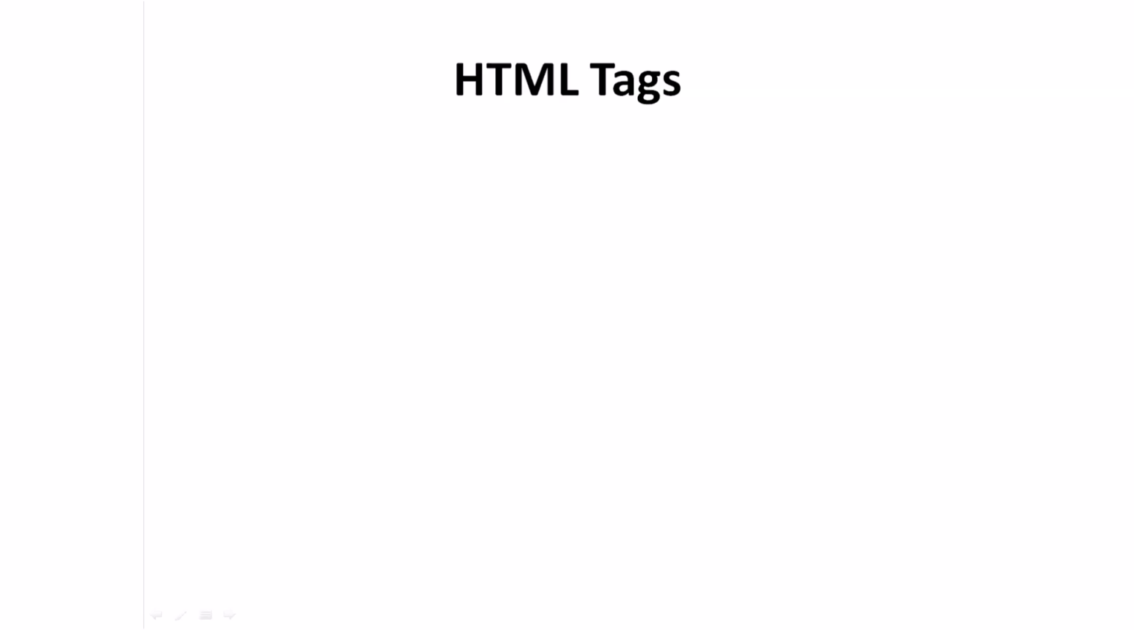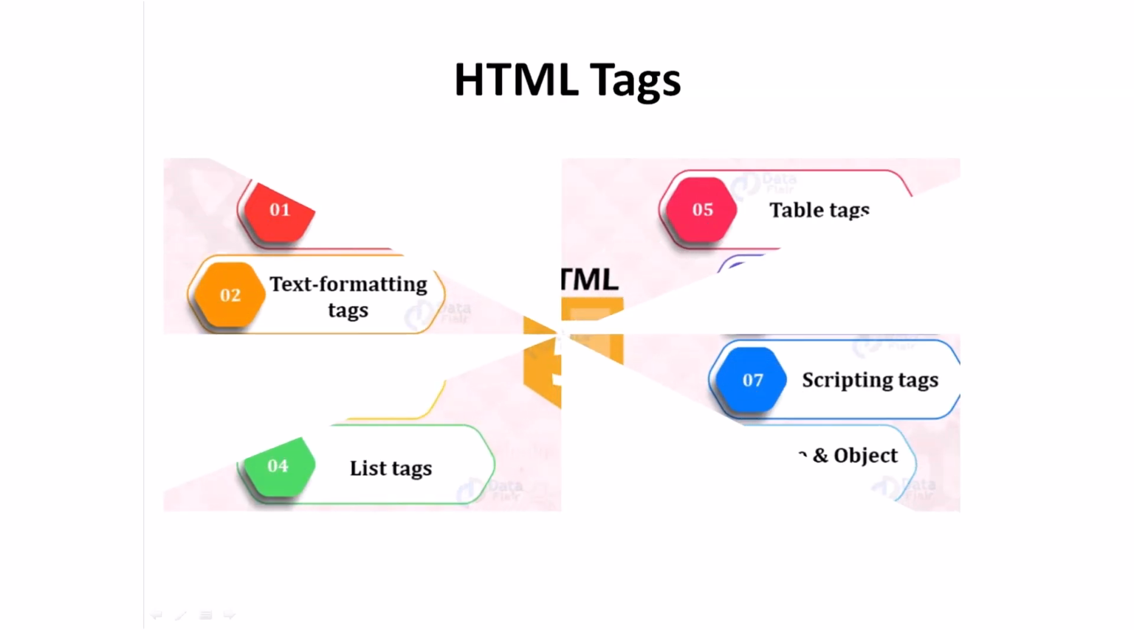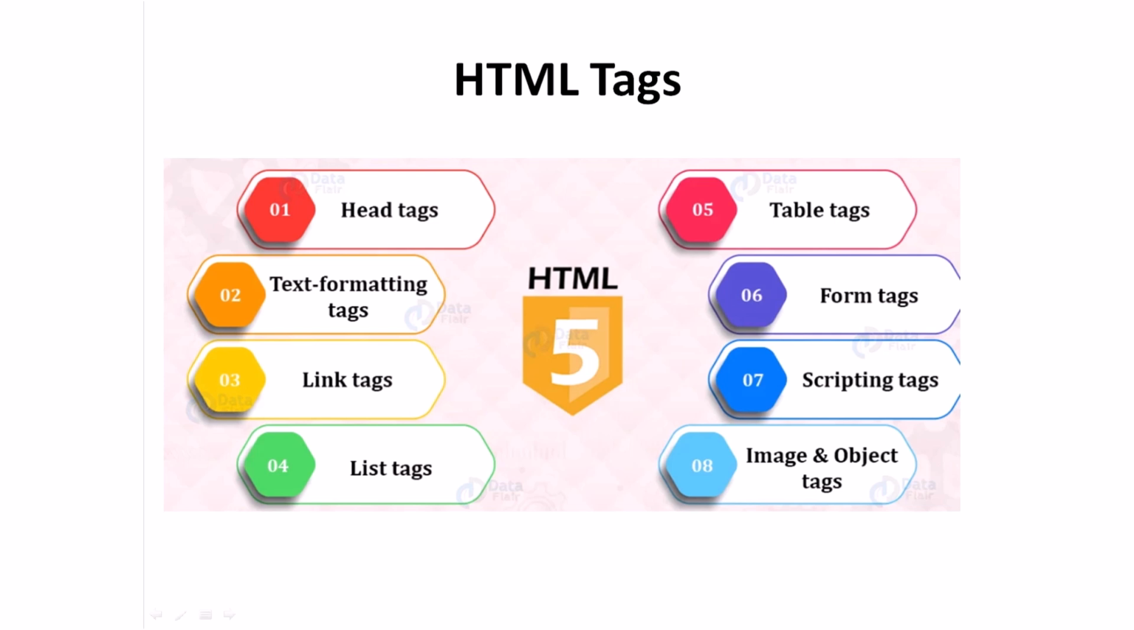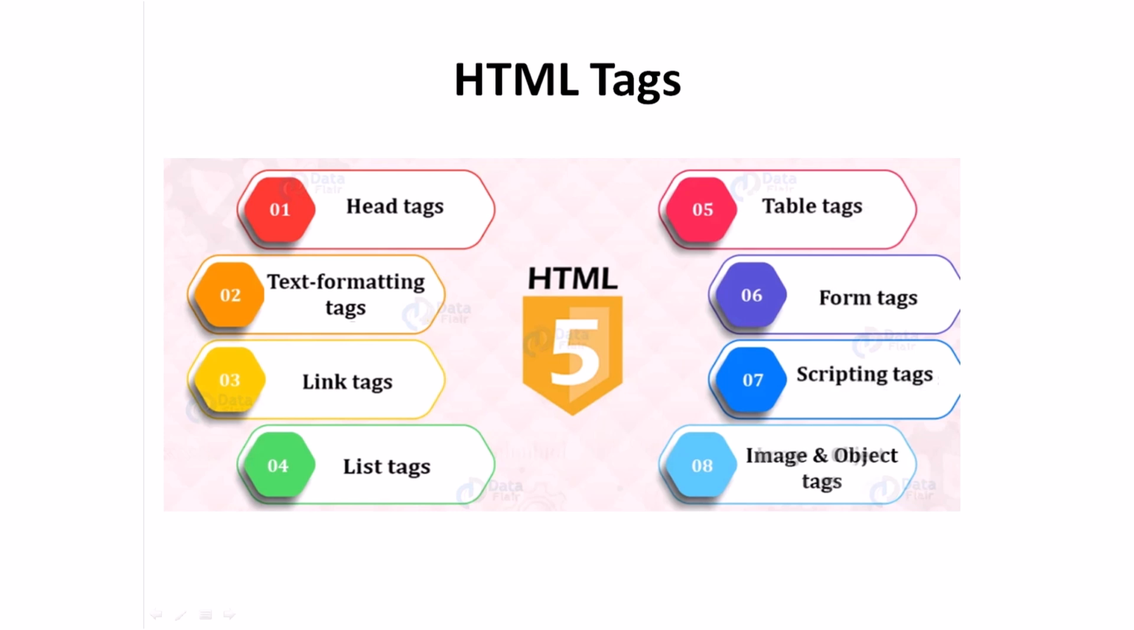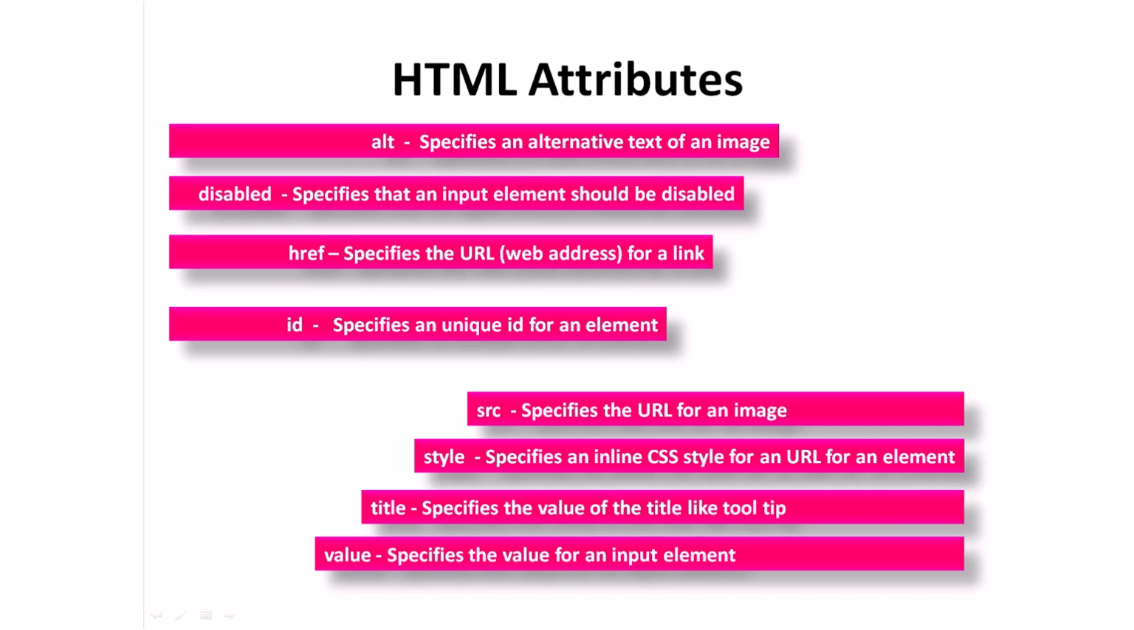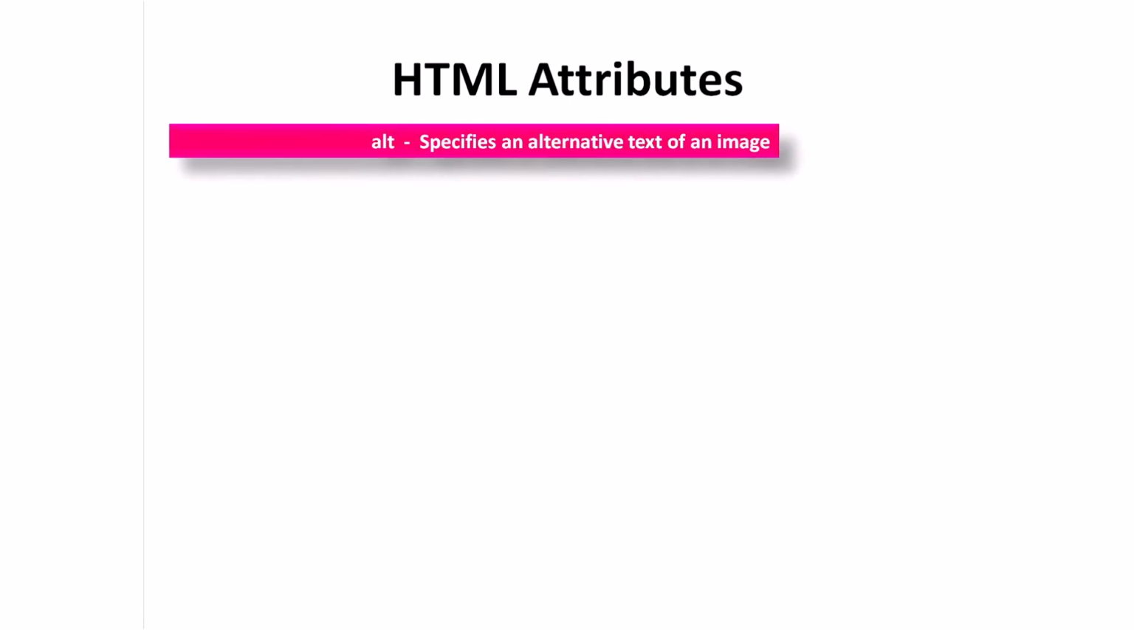What are the tags used in HTML? Head tags, text formatting tags, link tags, list tags, table tags, form tags, scripting tags, image and object tags. What are the basic attributes used in HTML?